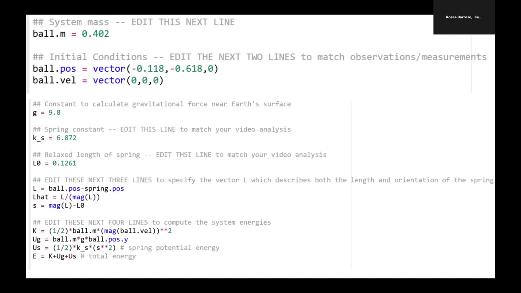And in terms of the code, in these beginning lines, I just plugged and chugged the values that I solved for in the previous slides. So here we got the mass of the ball, the position, the velocity, g, the spring constant k, and L naught. And in terms of the energies, I used the formula for the generic gravitational and spring potential and added them all up to get the initial energy of the system.